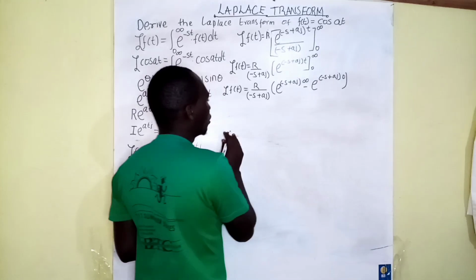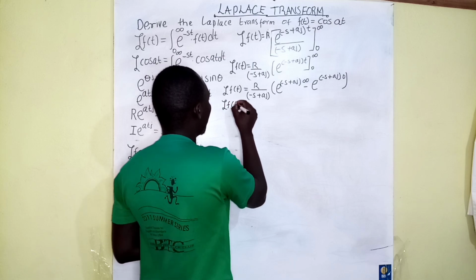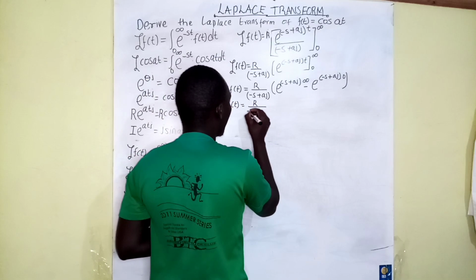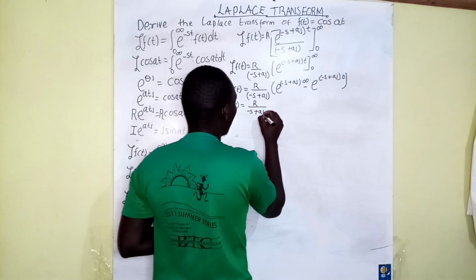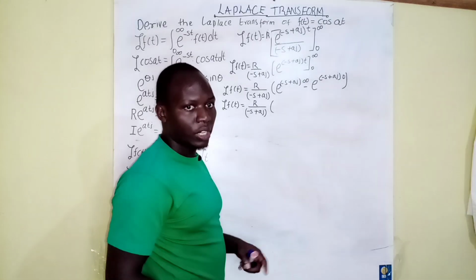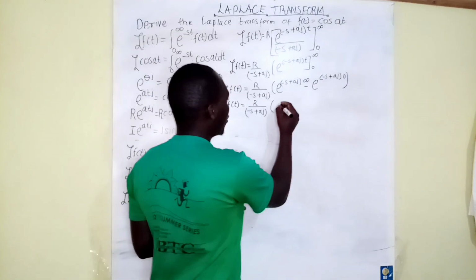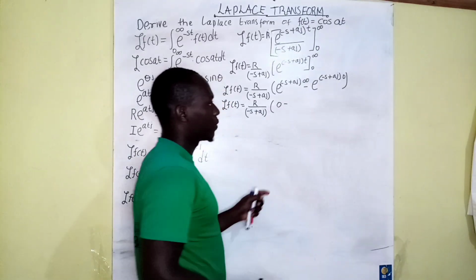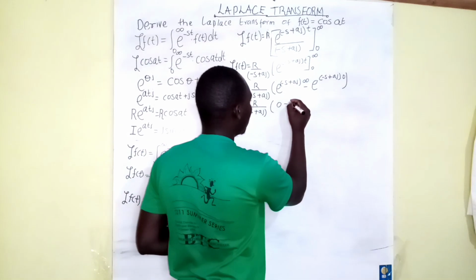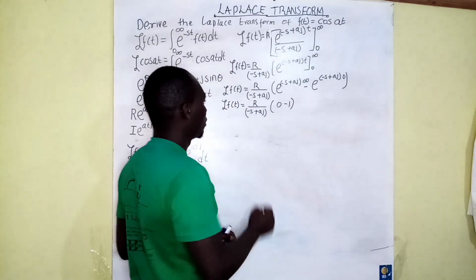Now, by simplification of this one, we are going to have the Laplace transform of our function f of t equals r over negative s, we add to jω, into exponential raised to a power of negative infinity. We are going to have 0, we subtract from exponential raised to a power of 0. We are going to have, raised to a power of 0, we are going to have 1.